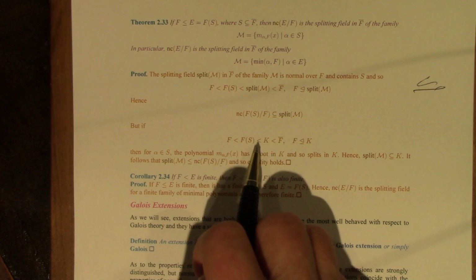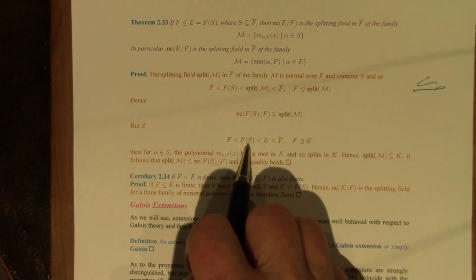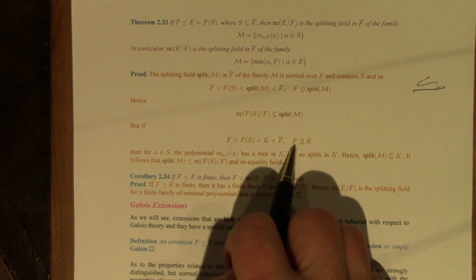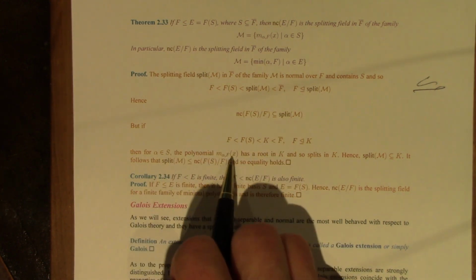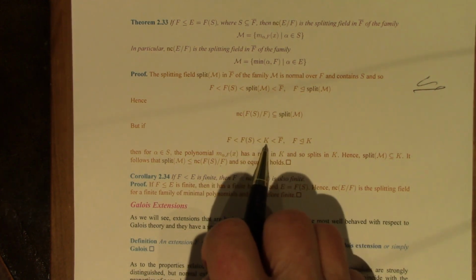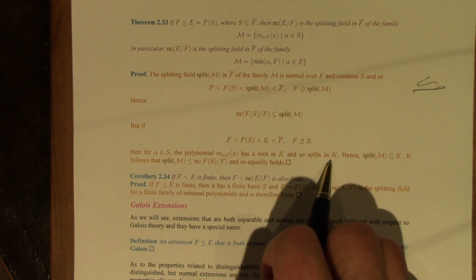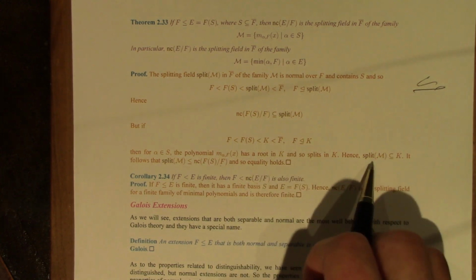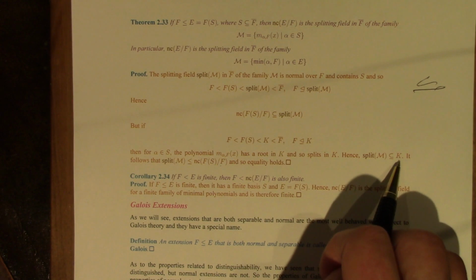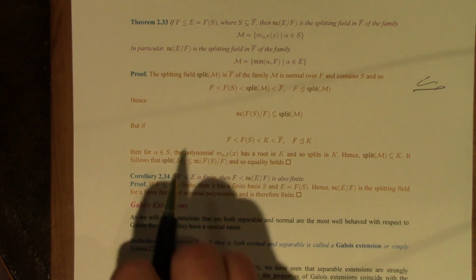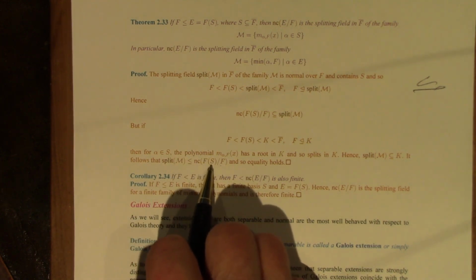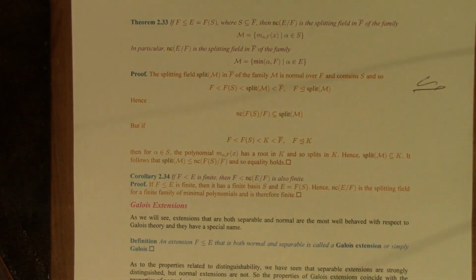But if we have an intermediate field K between FS and F bar that's normal over F, then for any element of S, the minimal polynomial has a root in K, and so splits in K, because K is normal over F. And so the splitting field for M is contained in K, and so the splitting field for M is contained in the normal closure, and so again we have equality.